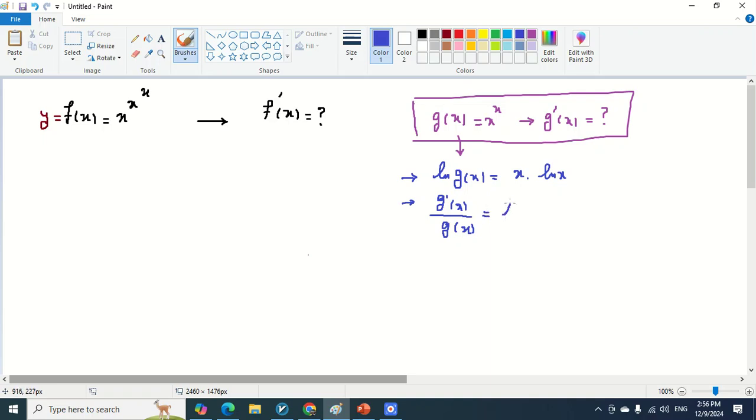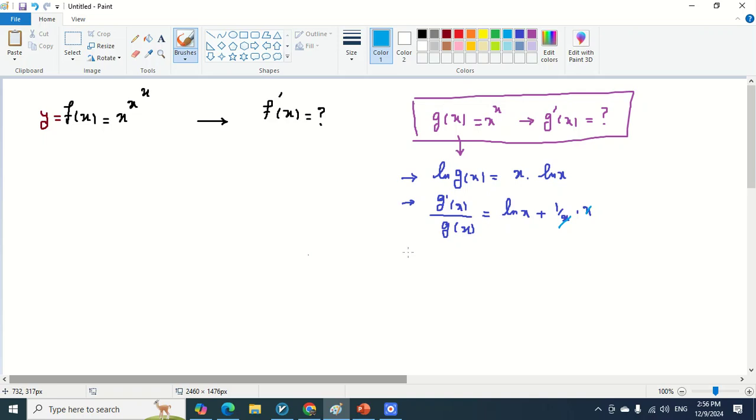So it will be the derivative of the first one, which is 1, times the second one, which is ln x, and we should add the derivative of the second one, which is 1 over x multiplied by the first one, which is x, and that x can be cancelled from this expression. So at the end of the day we have ln x plus 1 at the right side.